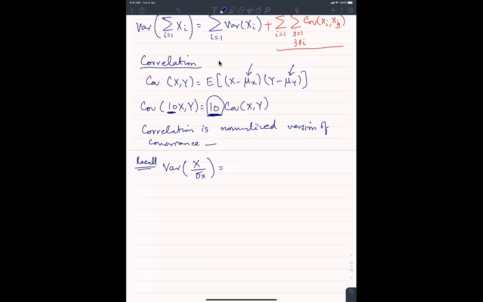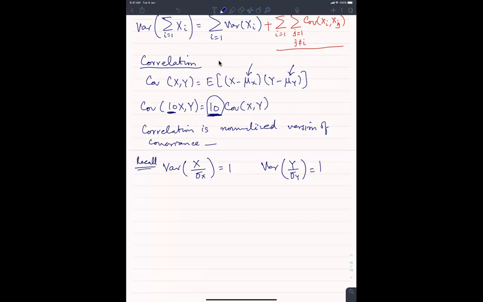X divided by standard deviation of x, what is its variance? Let's say x is a random variable. If we divide it by its standard deviation, its variance becomes 1. Remember, when we standardized the normal, we subtracted the mean so the mean became 0, then divided by the standard deviation so the variance became 1. Similarly, variance of y divided by sigma y will be equal to 1.